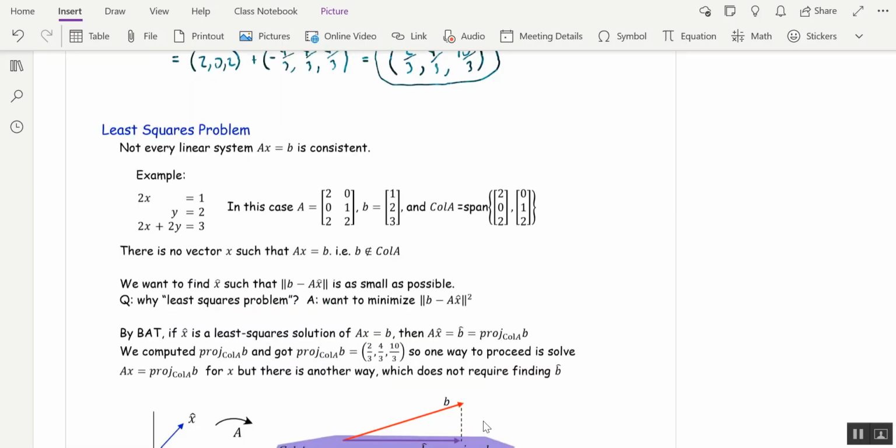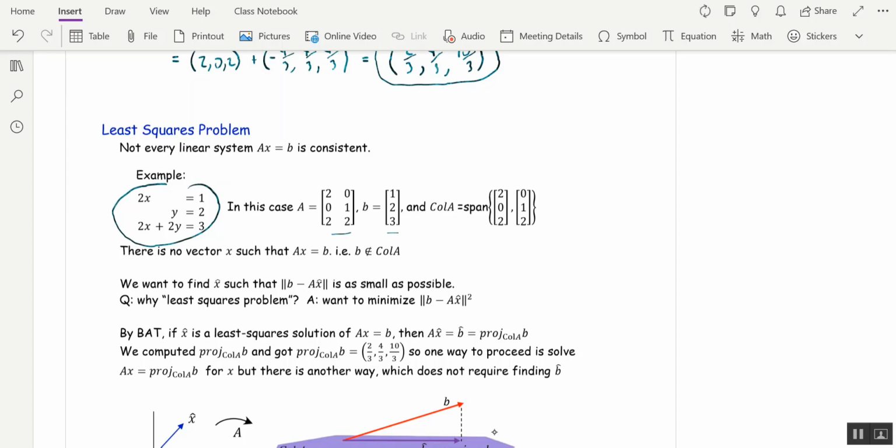Okay, so now the fun part, the least squares problem. As we know, not every linear system is consistent. Here's an example of an inconsistent system. And in this case, the A and the B are the same as they were in the last example. There is no vector x such that AX is equal to B.